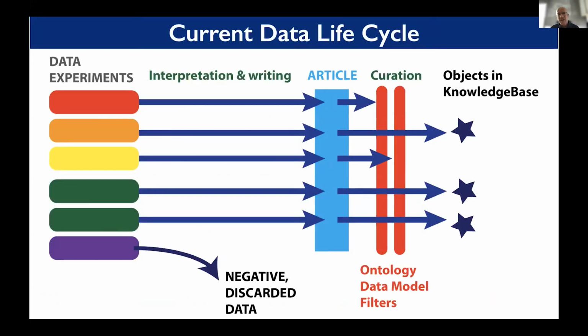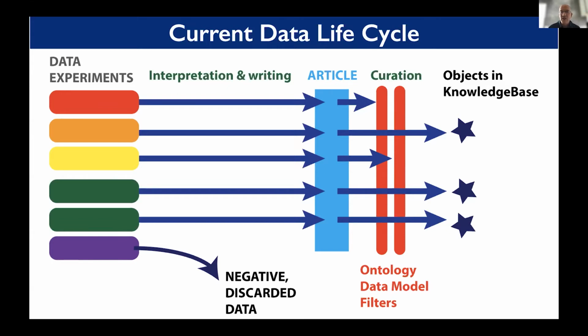Okay, so let's step back and look at the current data lifecycle. Researchers, like people in my laboratory and many thousands of laboratories around the world, do experiments, collect data, get omics data, individual handcrafted experiments, and then when it comes time to write a paper or papers, they interpret and integrate that information, and they write the paper and come up with this article. Some of the information is discarded because it was negative or didn't fit in the narrative. The narrative is becoming increasingly important as years go on.